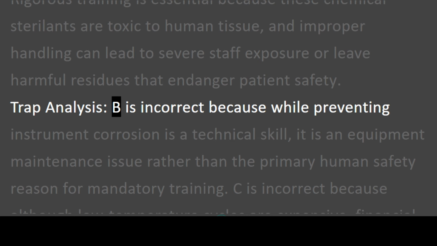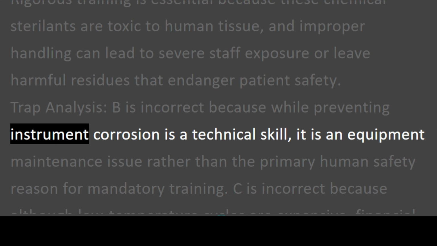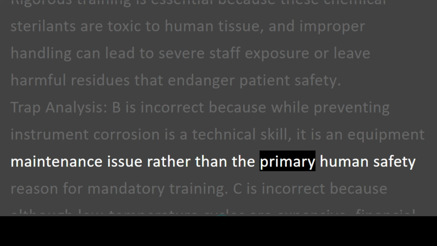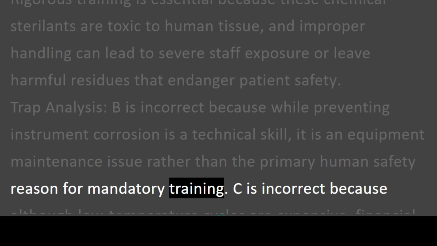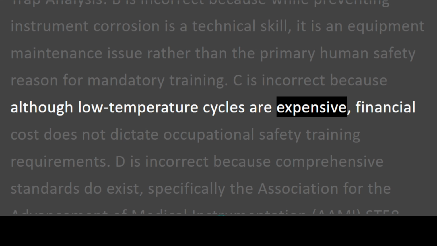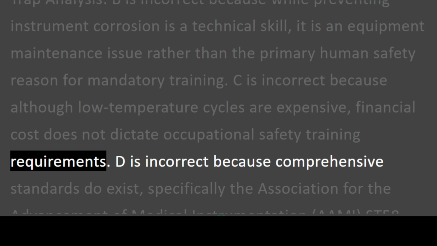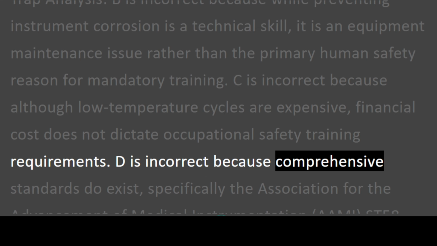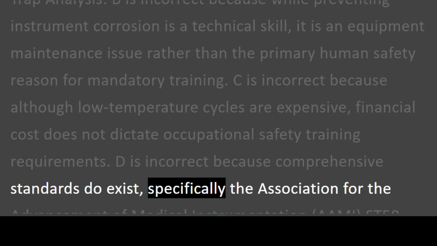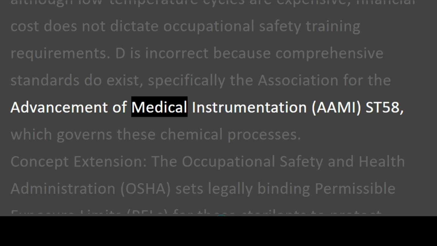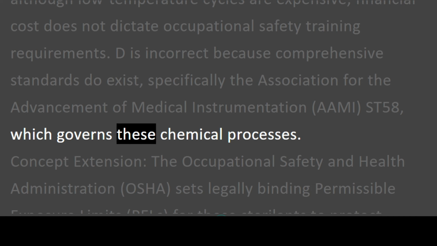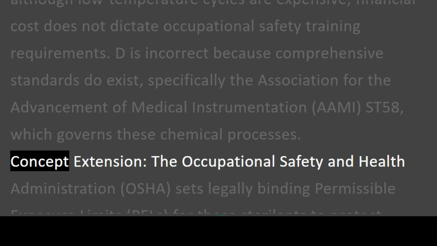Trap analysis. B is incorrect because while preventing instrument corrosion is a technical skill, it is an equipment maintenance issue rather than the primary human safety reason for mandatory training. C is incorrect because although low-temperature cycles are expensive, financial cost does not dictate occupational safety training requirements. D is incorrect because comprehensive standards do exist, specifically the Association for the Advancement of Medical Instrumentation, AAMI, ST58, which governs these chemical processes. Concept extension.